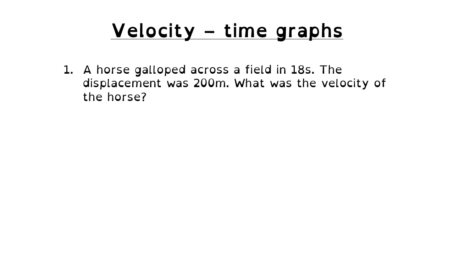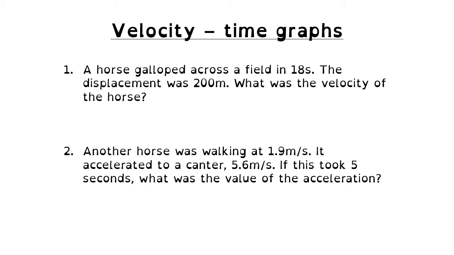The first thing we're going to have a look at is a couple of practice questions, carrying straight on from where we got to previously with the distance, time, speed and acceleration calculations. Question number 1, a horse galloped across a field in 18 seconds. The displacement was 200 meters. What was the velocity of the horse?